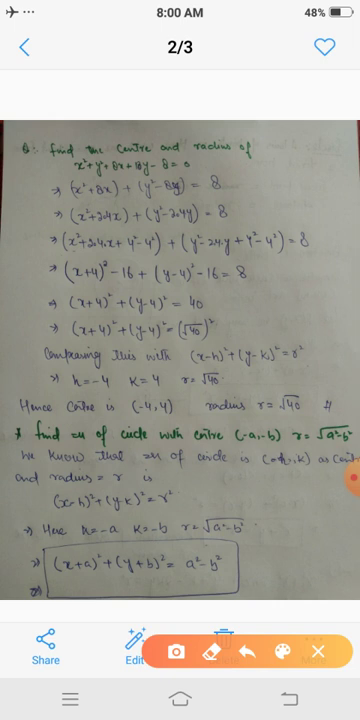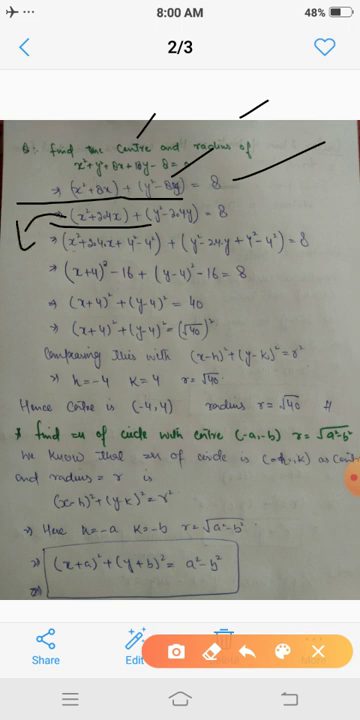Like, find the center and radius of the circle x square plus y square plus 8x plus 8y minus 8 equals 0. Now we will arrange these terms, that is x square plus 8x, y square plus 8y equals 8. Now we can write this as x square plus 2 into 4x. Similarly, this 8, which is the coefficient of y, can be written as 2 into 4y equals 8. Now in order to make this term in parenthesis a complete square, we have to add and subtract 4 square. Similarly in this we have to add and subtract 4 square.